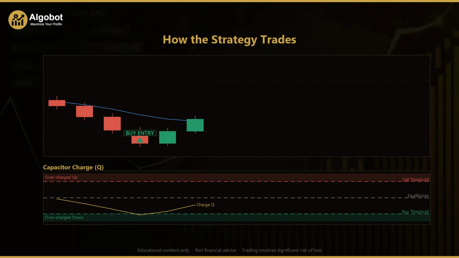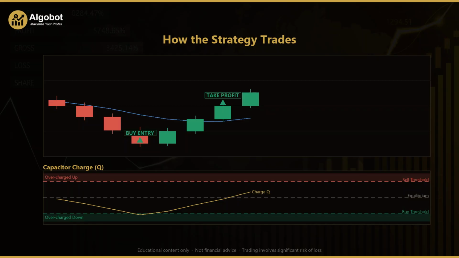The market is now considered overcharged to the downside, stretched too far below its equilibrium, and the strategy places its buy entry, shown by the green buy marker. At that same moment, the stop loss is set a couple of ATR multiples below the entry, just beyond the fresh low, and the take profit is projected up toward the baseline.